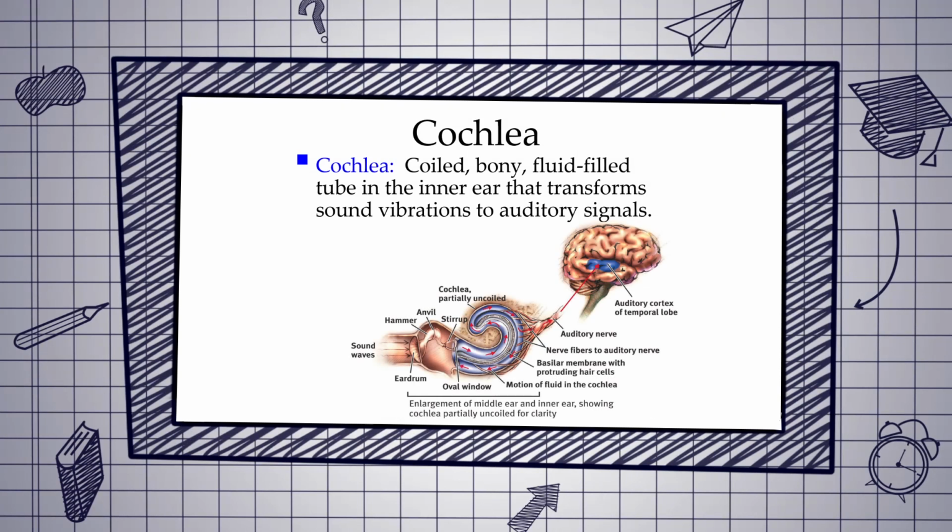Let's focus on the cochlea. The cochlea is a coiled, bony, and fluid-filled tube in the inner ear that transforms sound vibrations to auditory signals. You can see lining up on the back of the cochlea are auditory nerves. They collect the physical stimulation from the cochlea and turn it into neural signals to be analyzed by the auditory cortex on the temporal lobe.